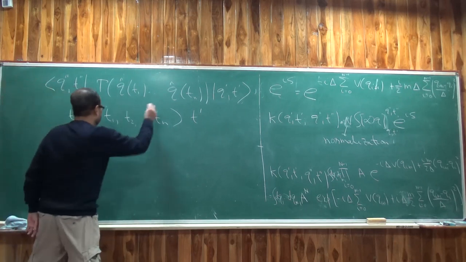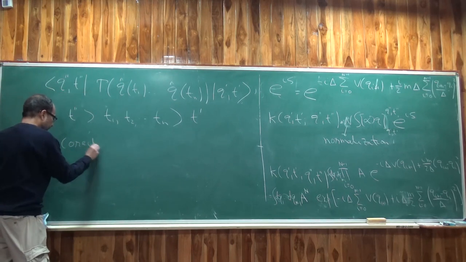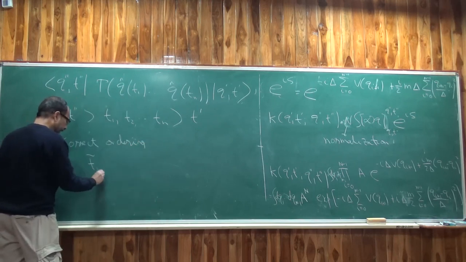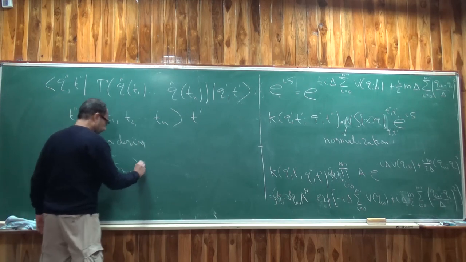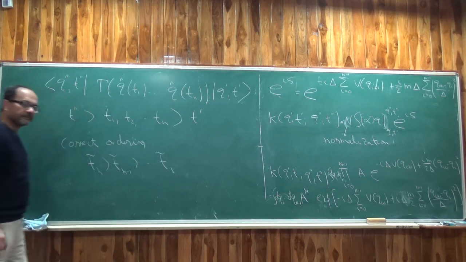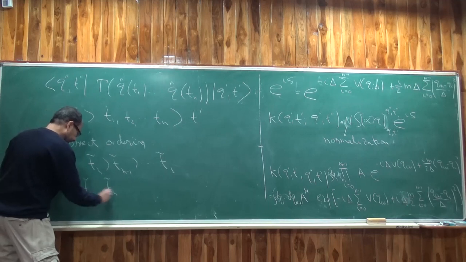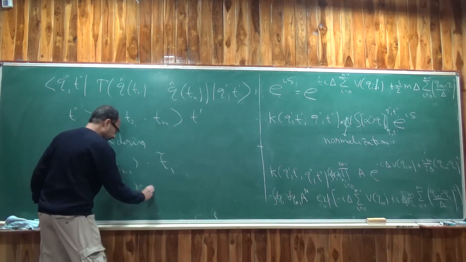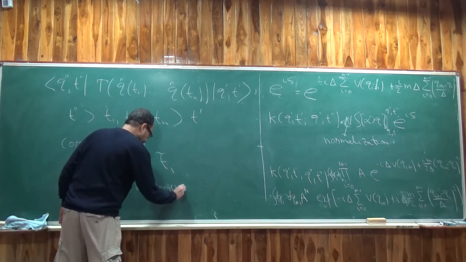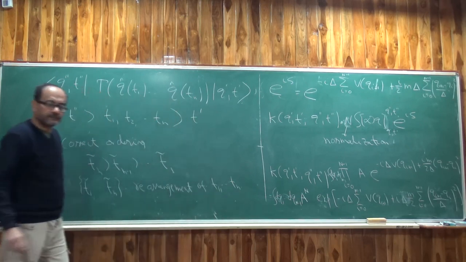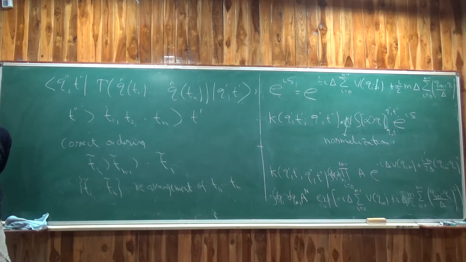Okay. So let's suppose that the correct ordering is t tilde n greater than t tilde n minus 1, down to t tilde 1, where this set t tilde 1 to t tilde n is just a rearrangement of t1 to tn. t1 to tn may not have any ordering, but we just relabel these variables by t tilde 1 to t tilde n so that they have the correct ordering.